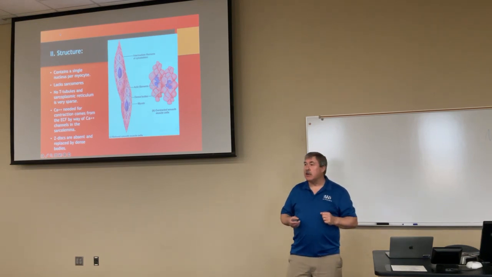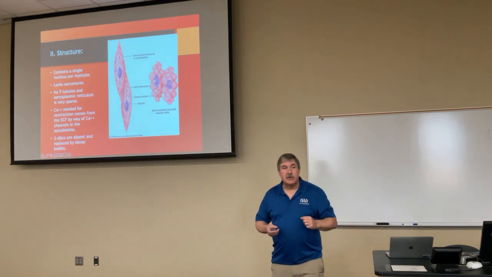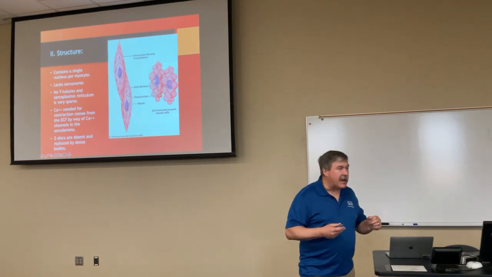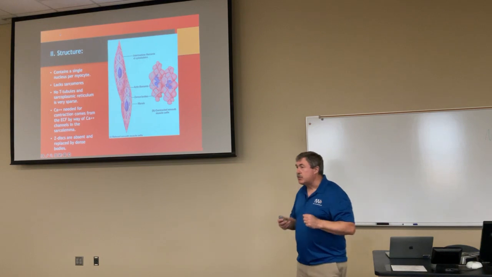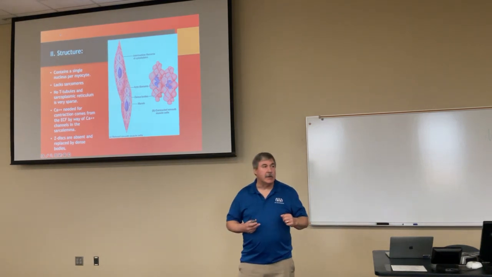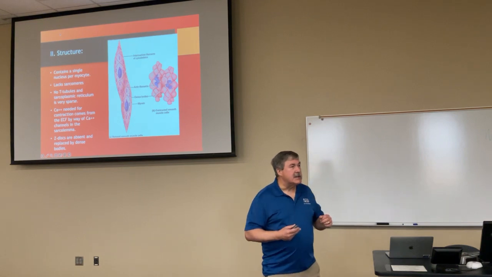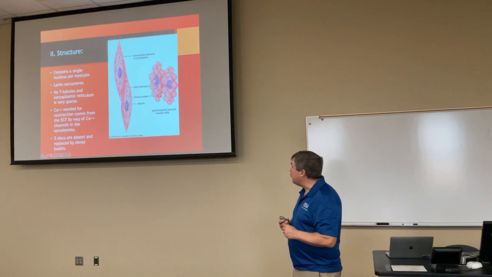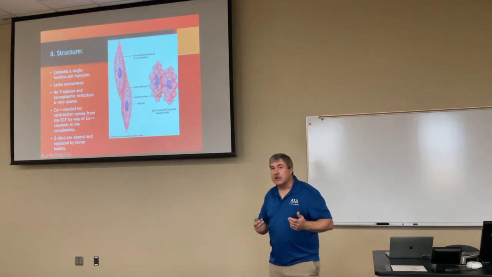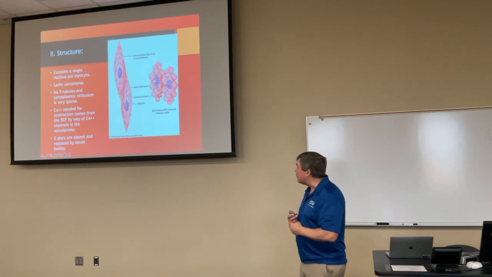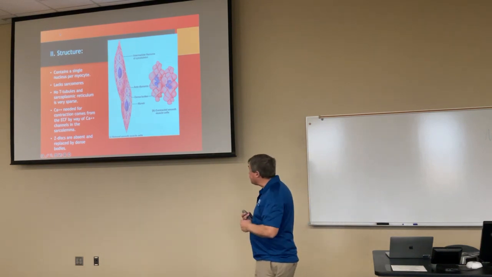They do have thick and thin filaments, but the thick and thin filaments are not arranged in sarcomeres. They're arranged a little bit more randomly. And because of that, smooth muscles are not striated. And that's where they get the name smooth, the fact that they don't have that striated appearance.